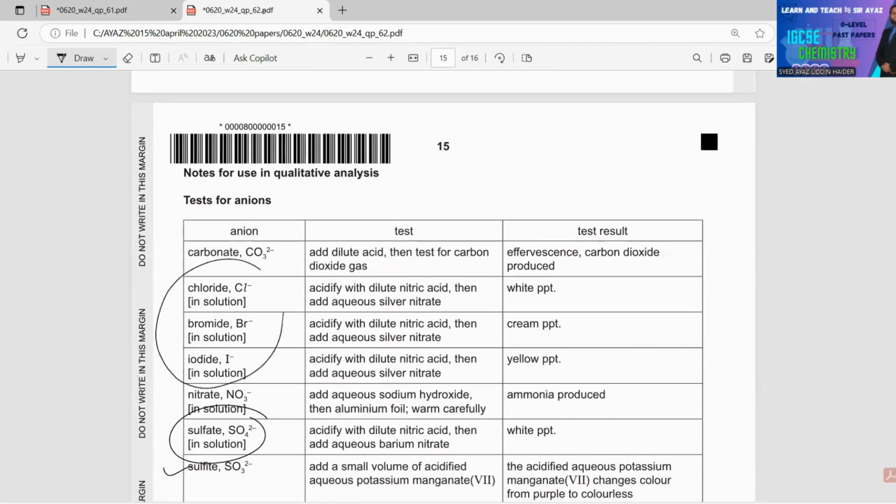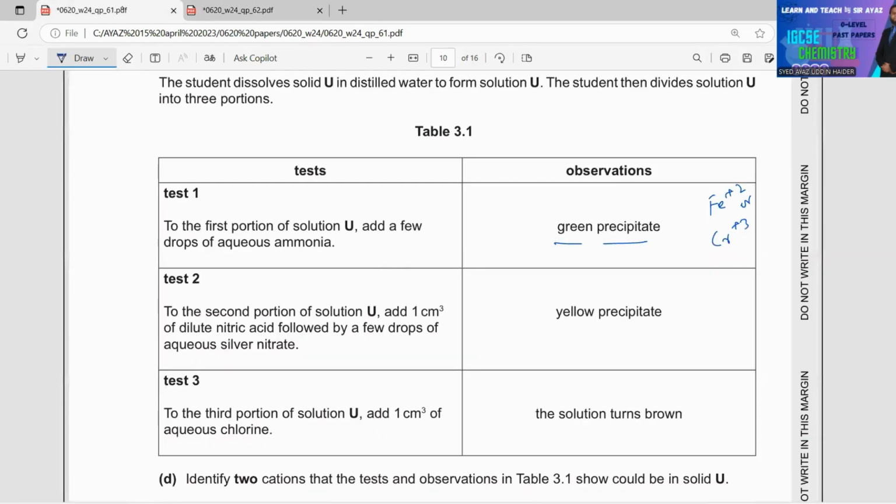The test: you have to acidify with dilute nitric acid, then add aqueous silver nitrate, and they are saying green precipitate. Green precipitate means... sorry, they are saying yellow precipitate. So it must be having I minus. Test it to the third portion of solution. You add 1 centimeter cube of aqueous chlorine. The solution turns brown. Now, it must be the salt of iodide. Salt of iodide or iodide salt.